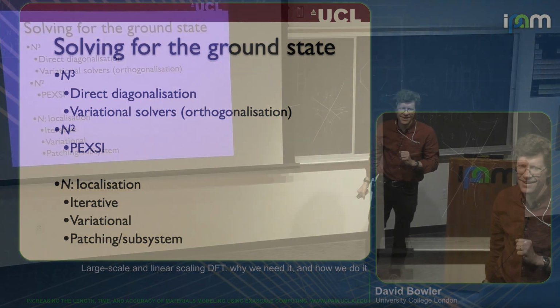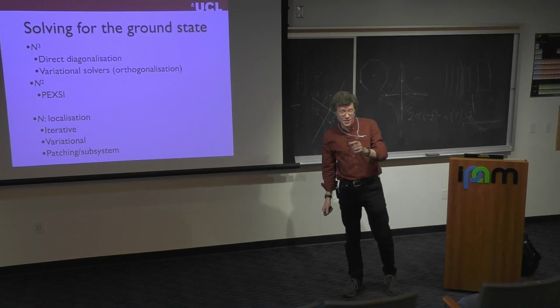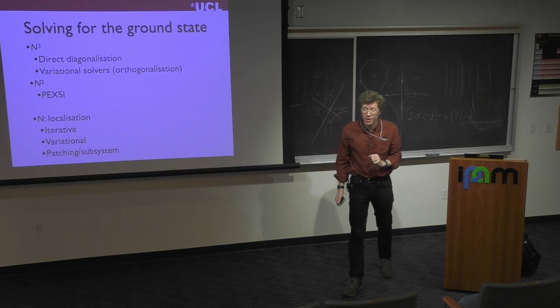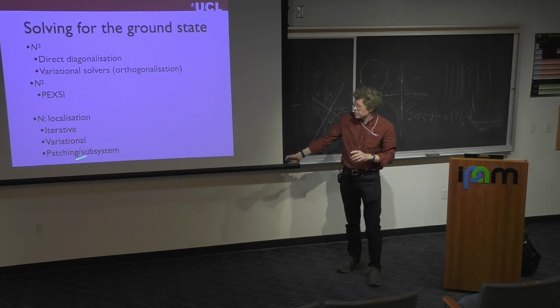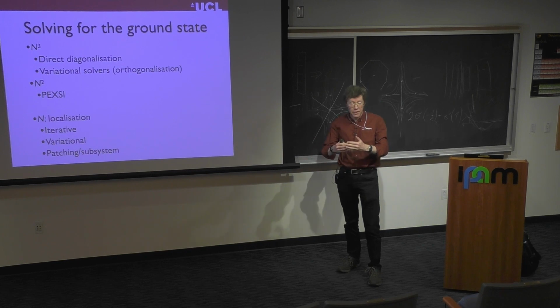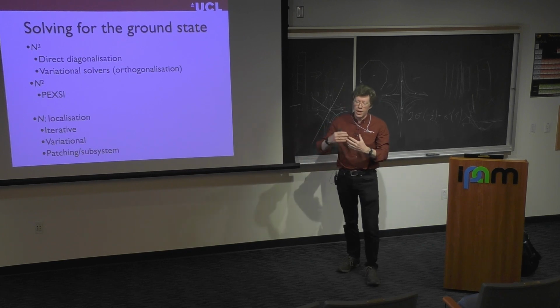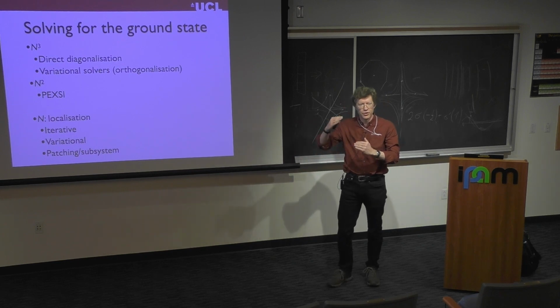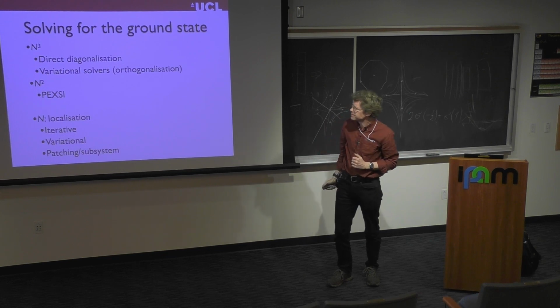Yes, hi, Anders. Yes, you're absolutely right. Stochastic methods is one I've missed off. Thank you. You're quite right. So patching and subsystem is divide and conquer, and then there is this group of stochastic methods where you pull random numbers out and you kind of try and converge the errors.